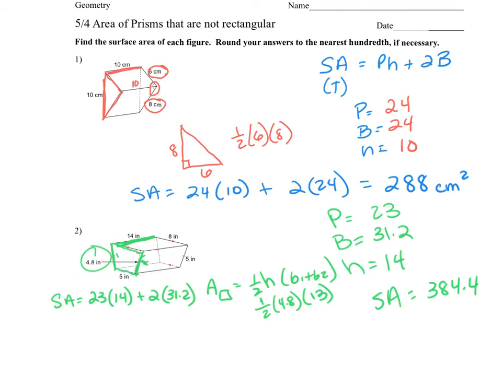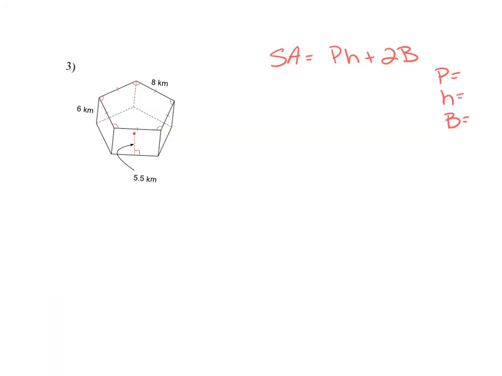Now we're going to do one more, and this is going to look like a hat box. If you notice that this hat box has sides that are rectangles, and then the top and the bottom are pentagons. So since they're pentagons, those are the bases. That's the base. So you have to find the area of that pentagon.